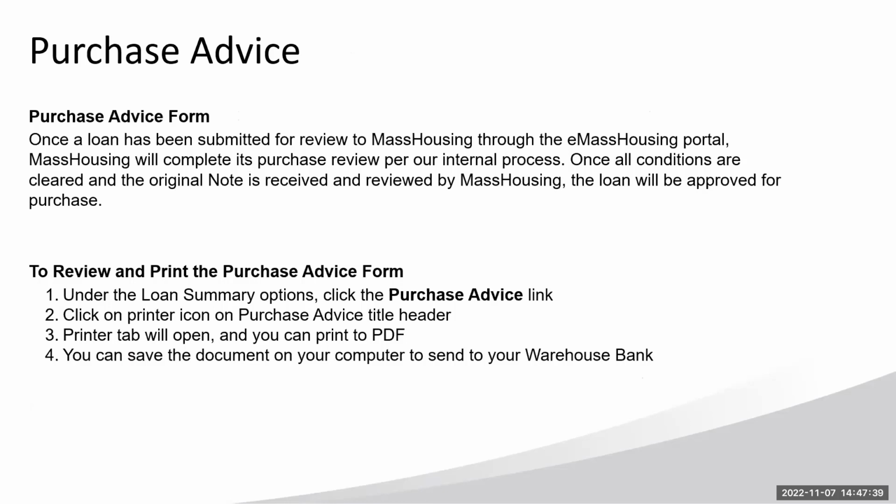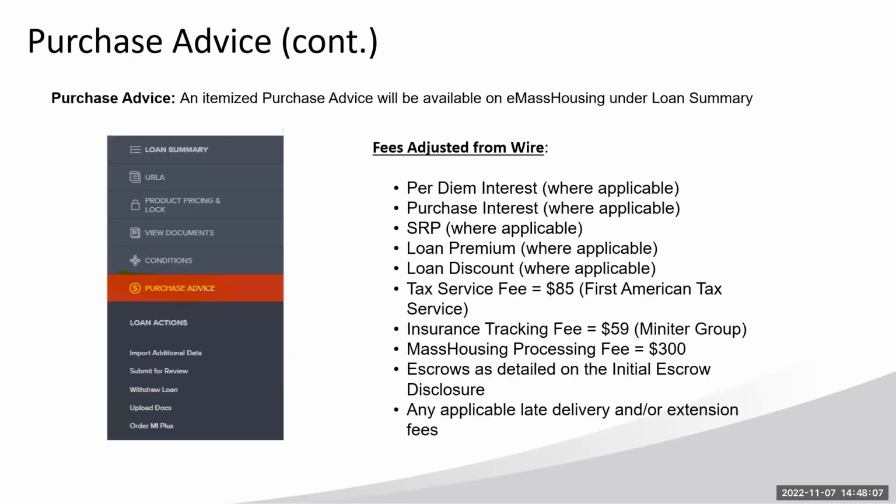Once all the conditions are cleared and the original note is received and reviewed by MassHousing, the loan will be approved for purchase. You can review and print the purchase advice form simply by going to the loan summary options and clicking on the purchase advice link. Then click on the printer icon on the purchase advice title header, and you can print directly to a PDF. The purchase advice includes the fees adjusted from the wire where applicable.